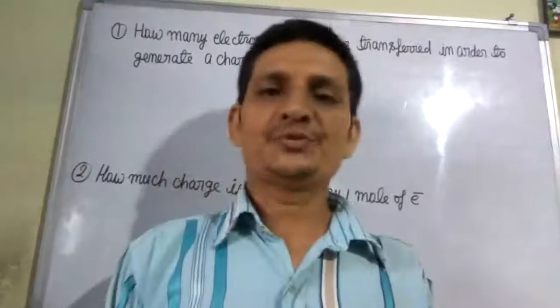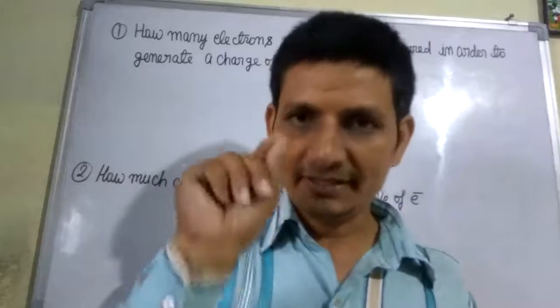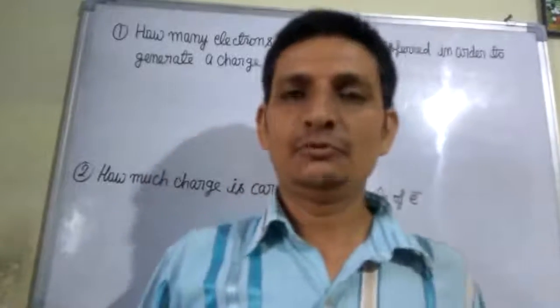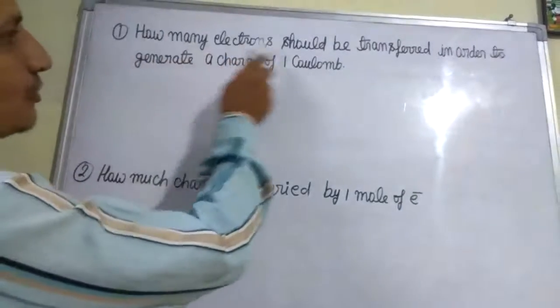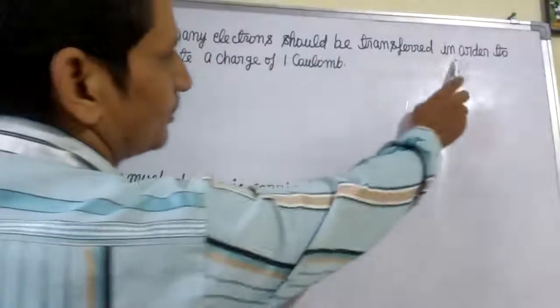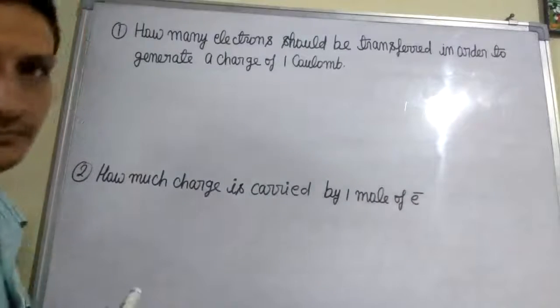Hello student, I am Shivam Shukla. Today I am telling you numericals of electric field and charge. First numerical is: how many electrons should be transferred in order to generate a charge of 1 coulomb.